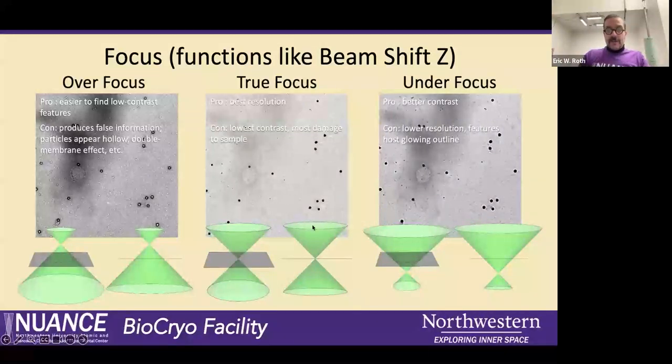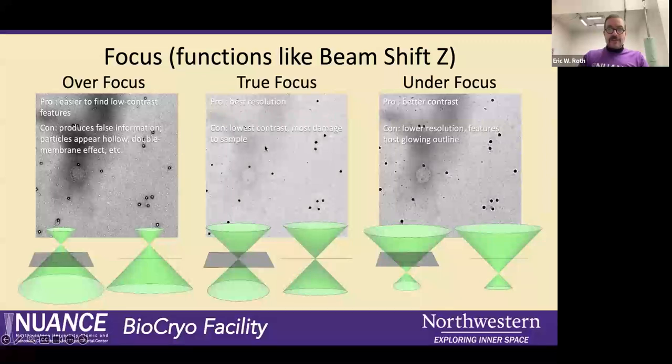So when the cones are converged directly on our sample, we get a truly focused image, and that's going to be the best resolution possible. And we all use digital cameras now, and so it's kind of hard to tell. Maybe your image doesn't look that good, but when you zoom in on it digitally, you'll see that you have much better resolution on features.